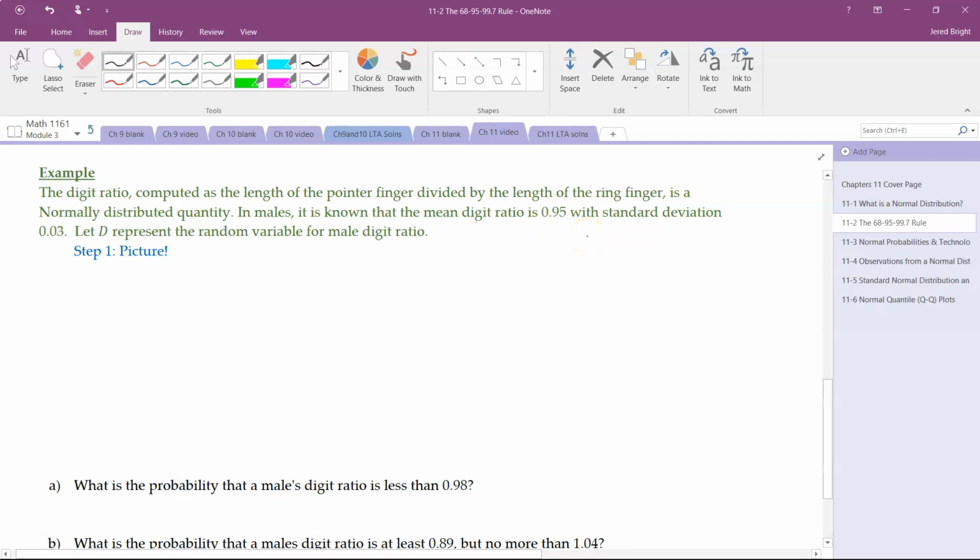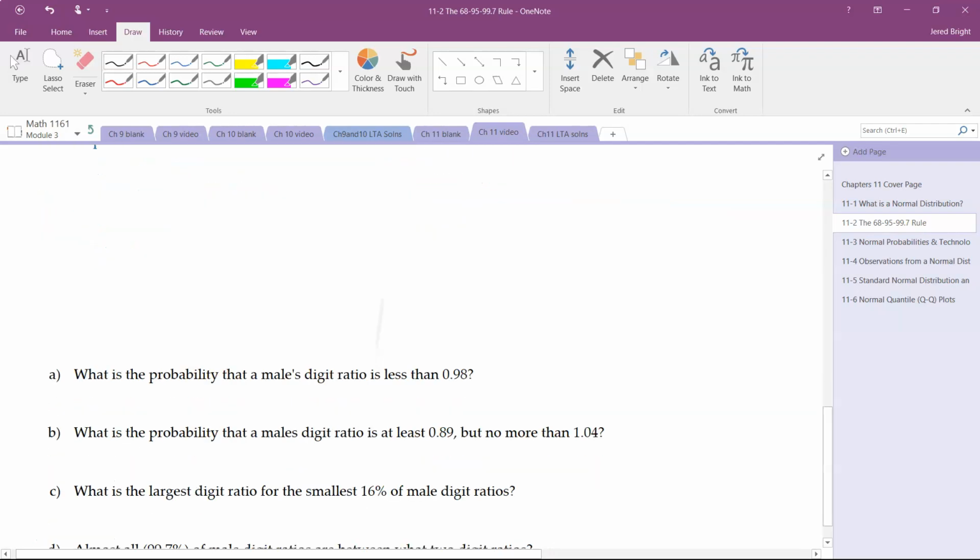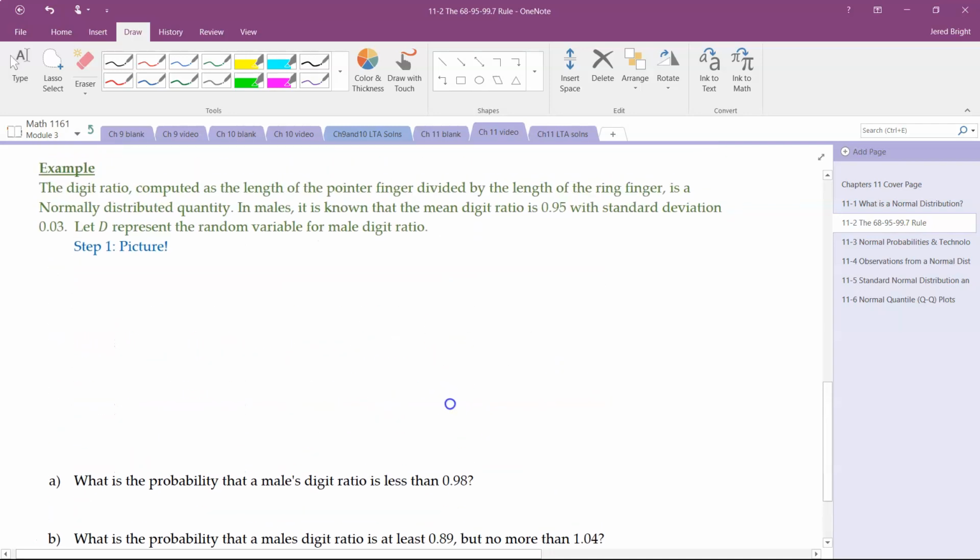Okay, and it is unitless because it is a ratio of two things. So we want to let D represent the random variable. And then we have several questions to answer related to it.